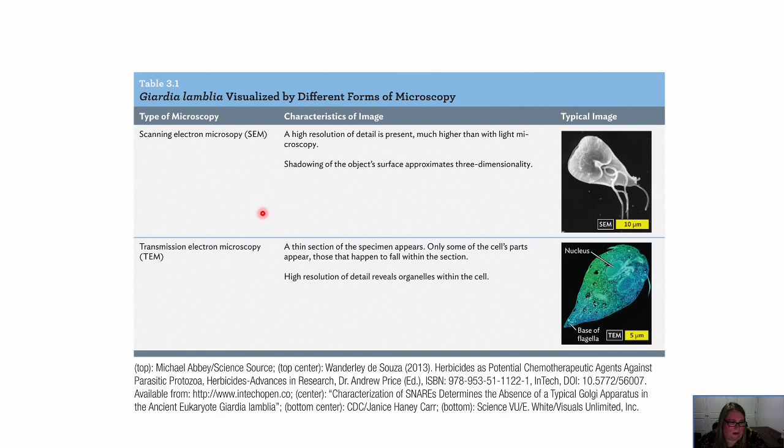And then the final type of microscopy we're going to look at is transmission electron microscopy, our TEM. This is the one that has such high resolution, we're going to start to see things inside the cell. It's going to look the most like a light micrograph with more details. So we can see the nuclei, the base of the flagella, the cytoplasm, and some of the vesicles that are inside the cell, so that's pretty cool.